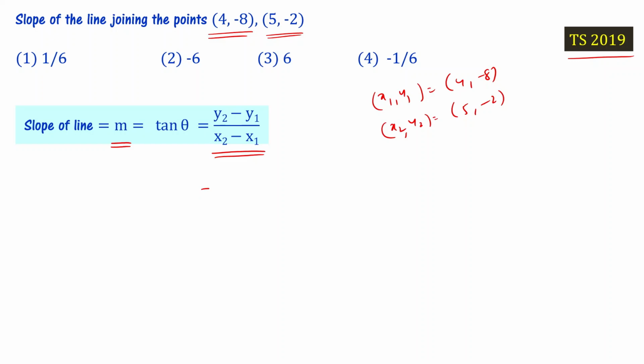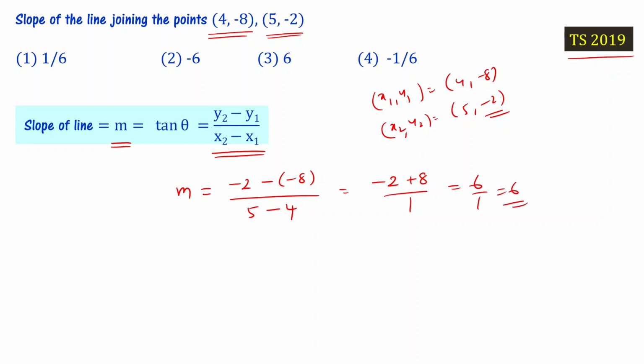So this is going to be m equal to y2, that is minus 2 minus y1, that is minus 8, divided by x2, that is 5, minus x1, that is 4, right? This is going to be minus 2 plus 8 divided by 1, this is 6. So slope of the line is 6 by 1, that is equal to 6, right? So choice 3 is the right answer.